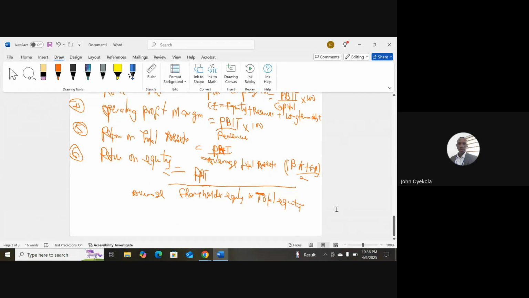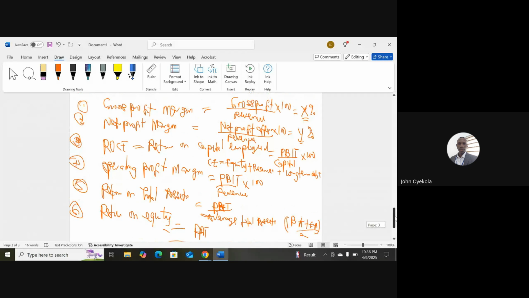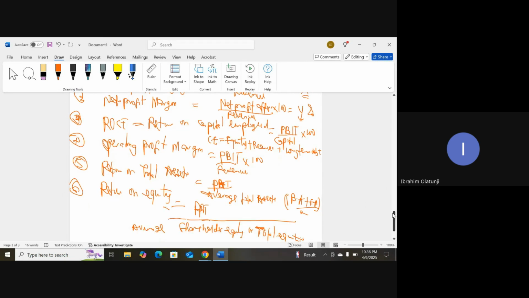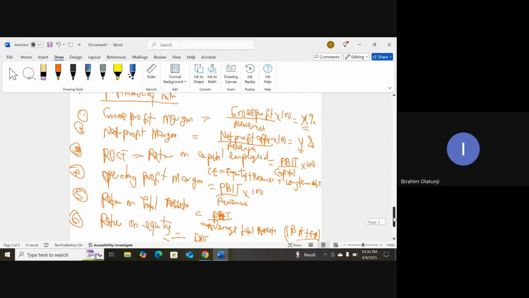Okay, sorry, sir. I'm just quickly looking through net profit margin and operating profit margin. I can see that net profit margin we said is net profit, that is the profit after tax. Okay. I saw that this one is before interest and tax. Yes, this one is after. The other one is before. Okay, it's clear, sir. So this is what profitability ratio is talking about.